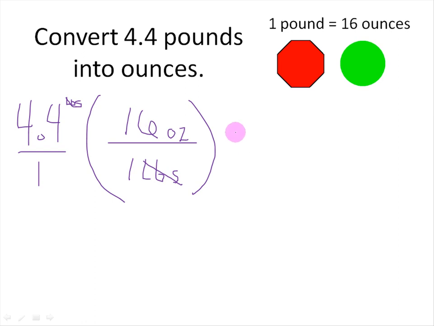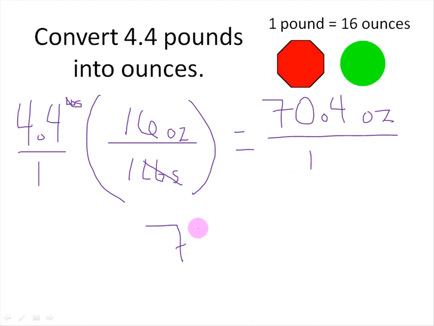And do the multiplication here. 4.4 times 16 is 70.4, and I'm dealing in ounces, so these are ounces. And 1 times 1 is 1, so the correct answer is 70.4 ounces.